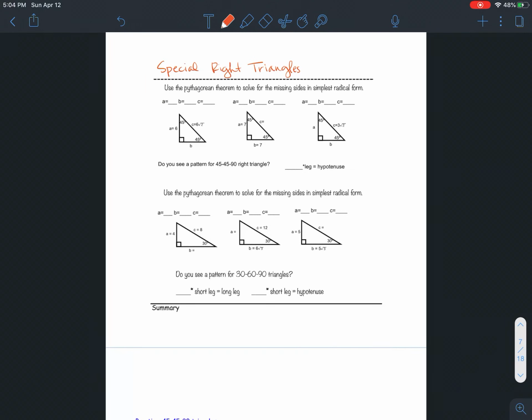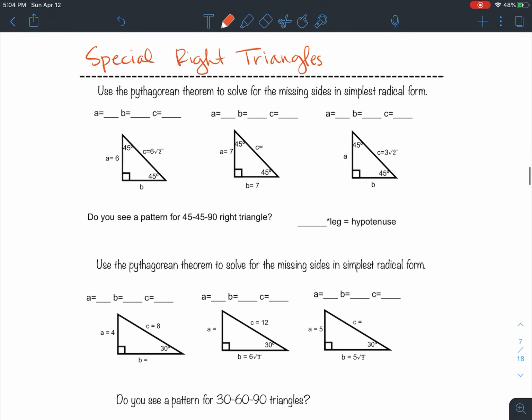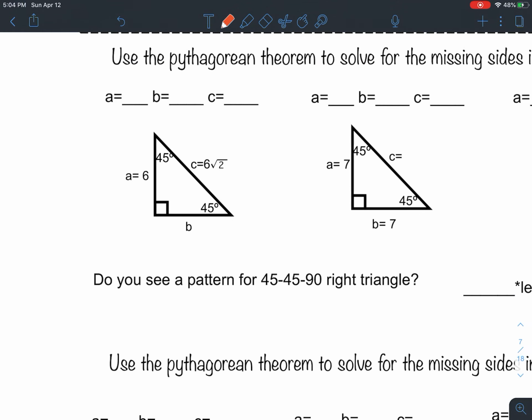We have two different types of special right triangles. We have our 45, 45, 90, which is going to be the first case that we cover here on this page, and the 30, 60, 90. So let's take a look at these first few examples and find our pattern using Pythagorean theorem.